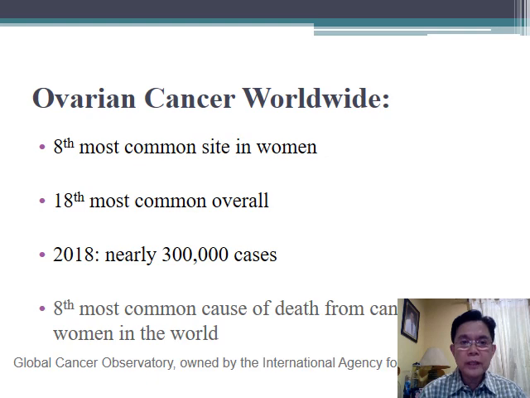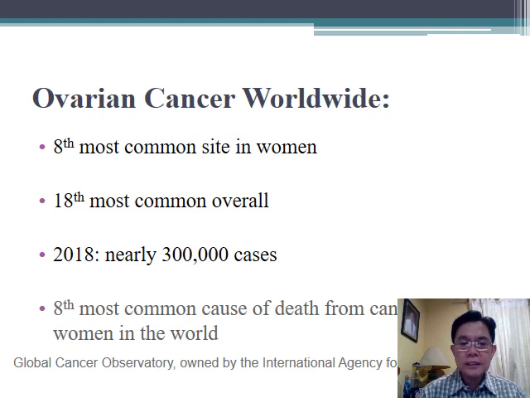Worldwide, ovarian cancer is the 8th most common site in women and the 18th most common overall. In 2018, it is estimated that there will be about 300,000 new cases of ovarian cancer.